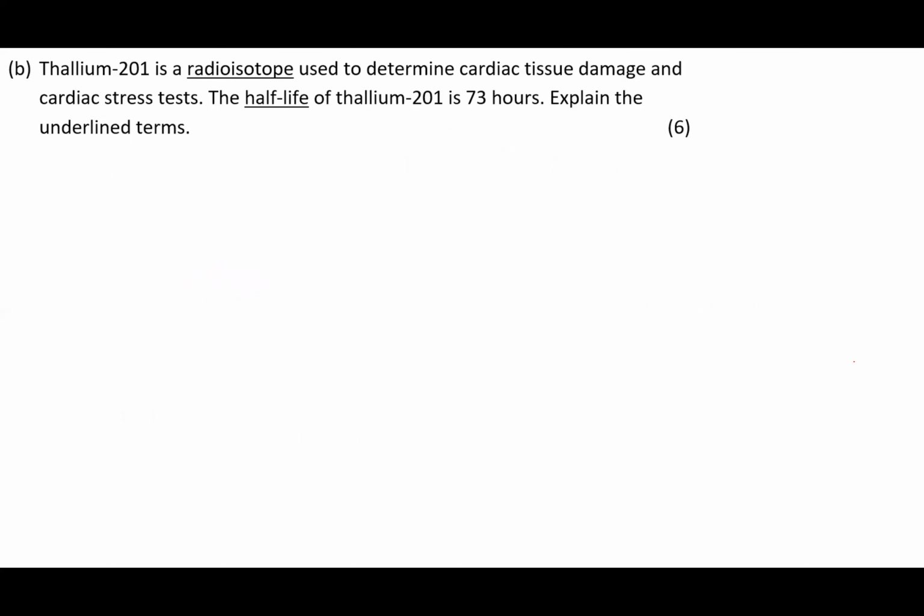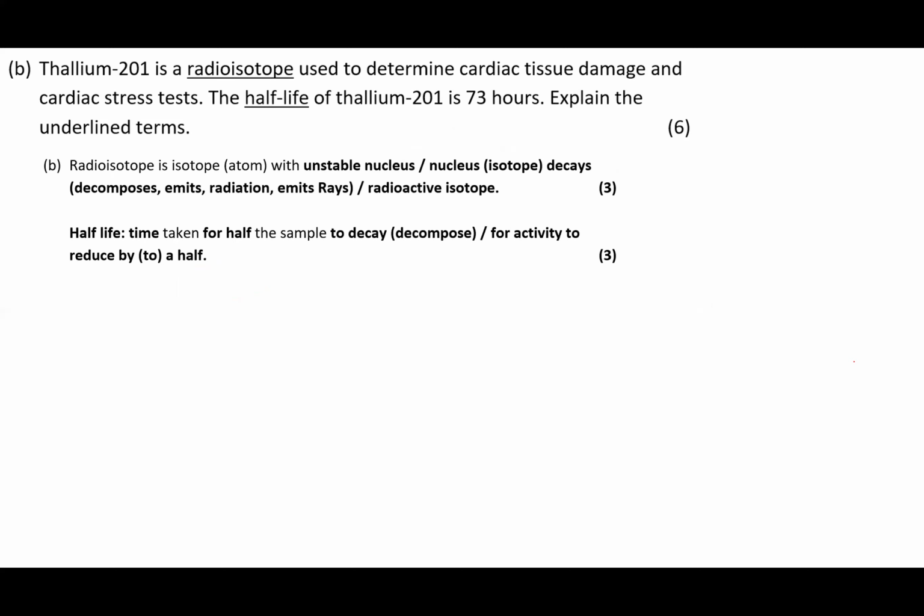This is a radioactivity question. So thallium-201 is a radioisotope used to determine cardiac tissue damage and cardiac stress tests. The half-life of thallium-201 is 73 hours. Explain the underlying terms. So radioisotope, okay, that is an unstable nucleus, an atom with an unstable nucleus that decays. A radioactive isotope. So any one of those will give you the 3 marks.